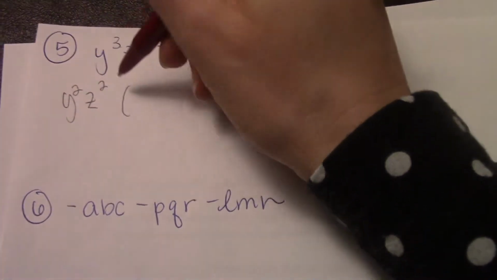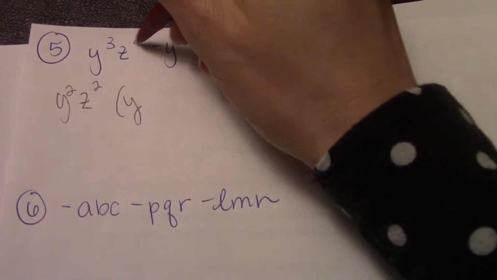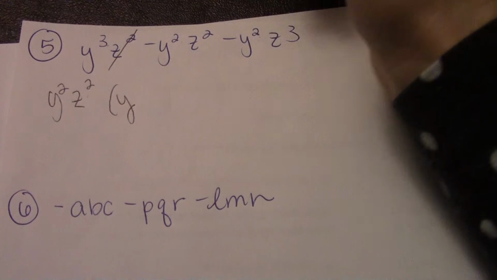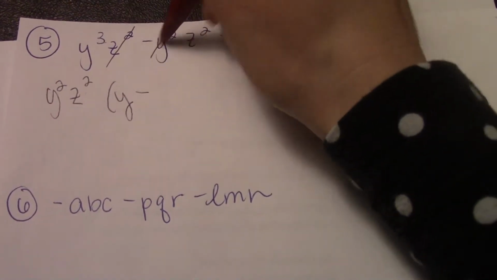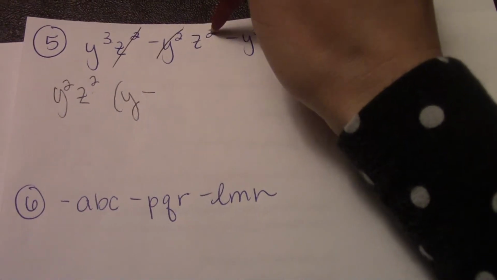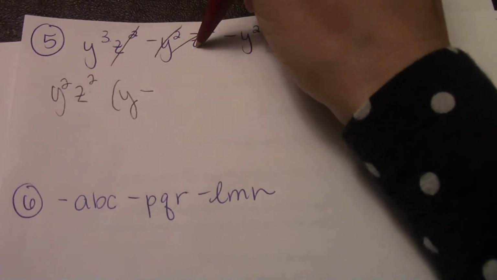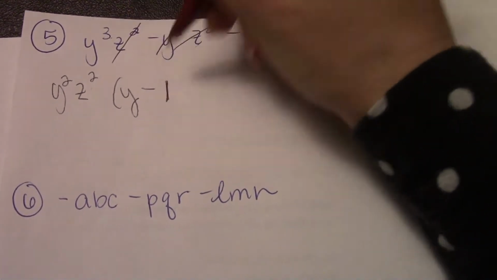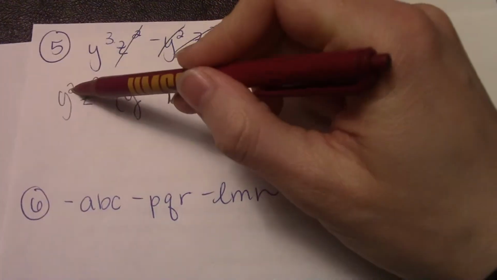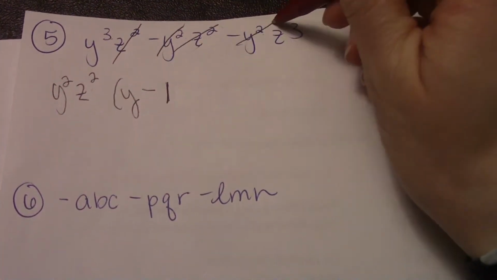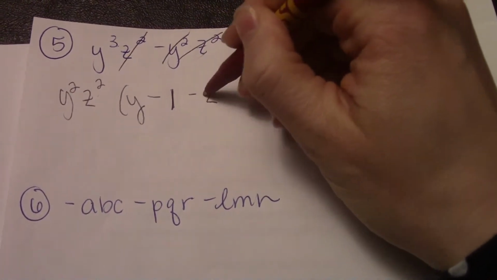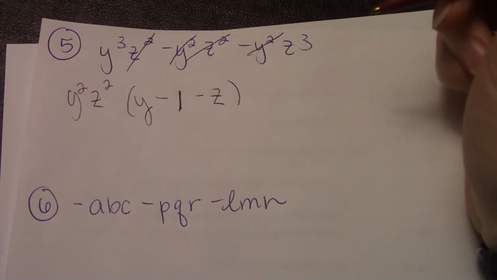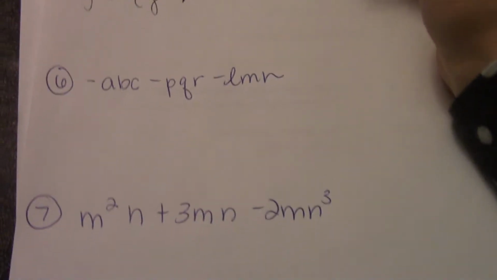So 3 minus 2 gives us 1. 2 minus 2, that one went away. 2 minus 2, that one goes away. 2 minus 2, that one goes away. So everything here goes away, which means I need to put a minus 1 right there. 2 minus 2 goes away. 3 minus 2, so minus just a z. There we go.